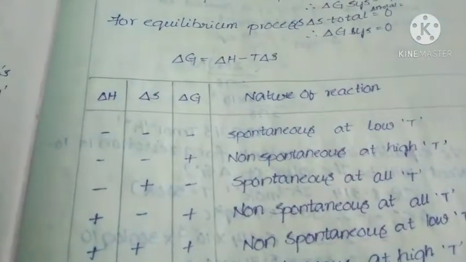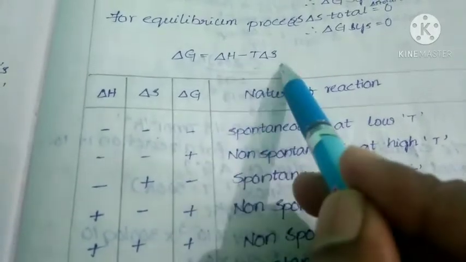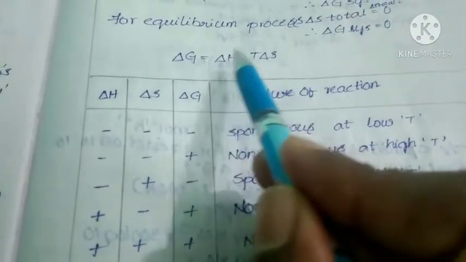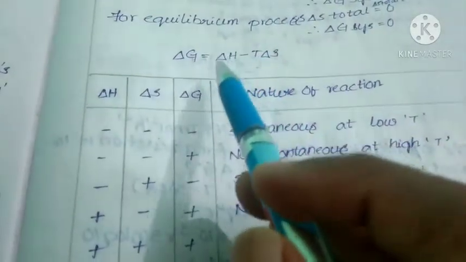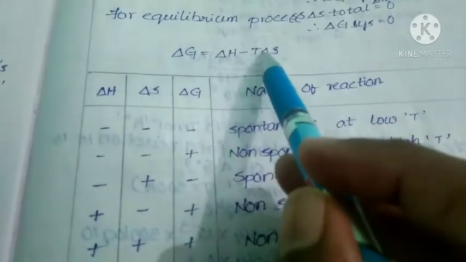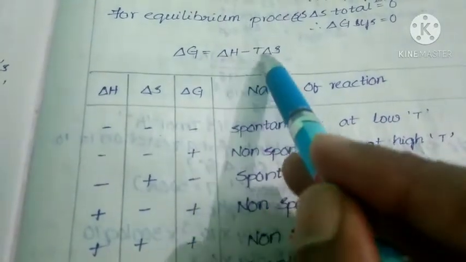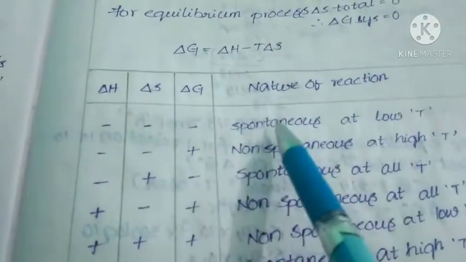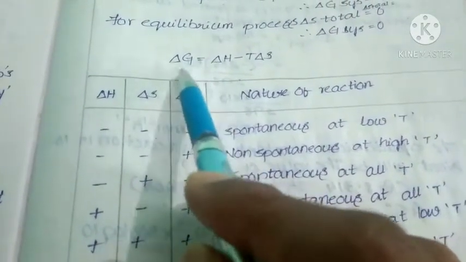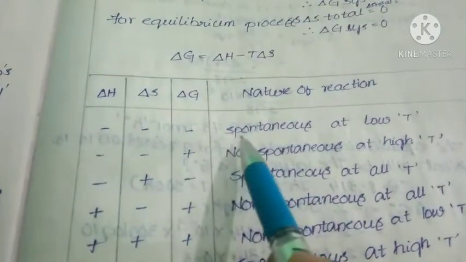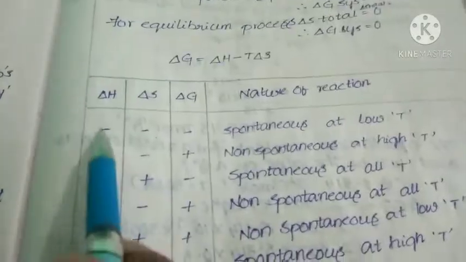I repeat this point, listen carefully. Suppose delta H and delta S both are negative values. Negative into negative, positive; positive plus negative, either positive or negative. Then when will delta G be negative and when positive? If temperature is low, then delta G will be negative. If temperature is high, then delta G will be positive. If delta G is negative, that is spontaneous. So the condition is: spontaneous at low temperature, non-spontaneous at high temperature. I hope you understand these two points.